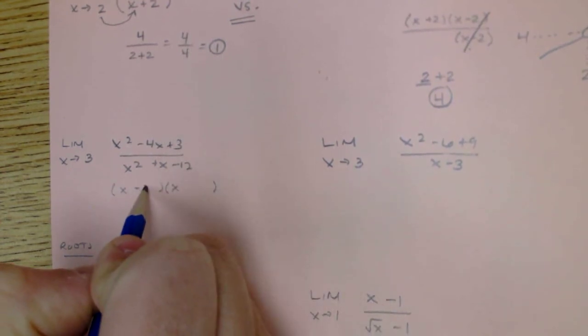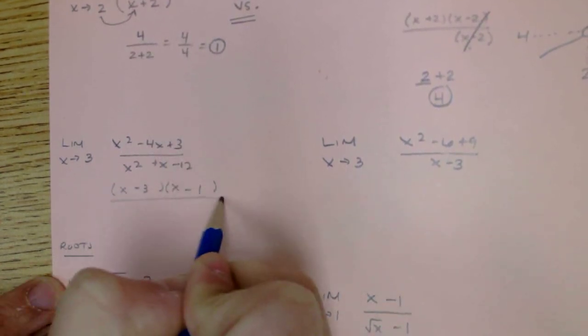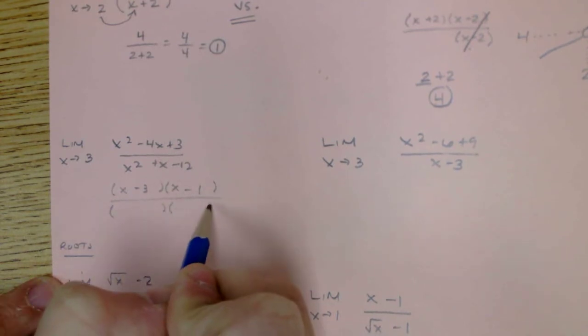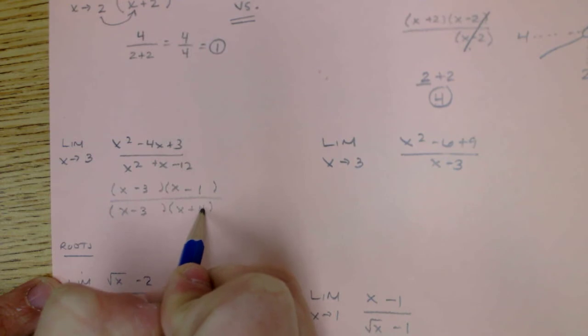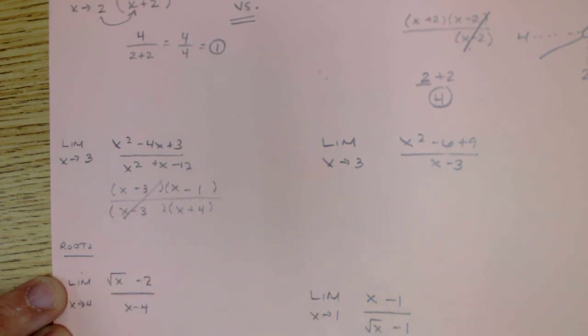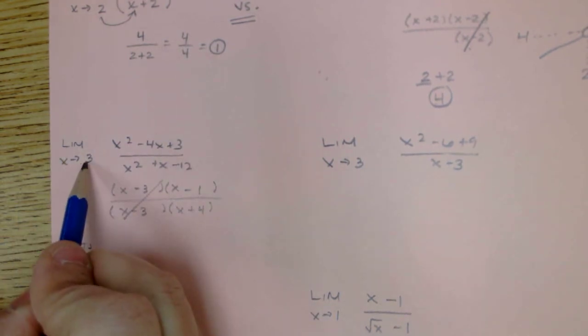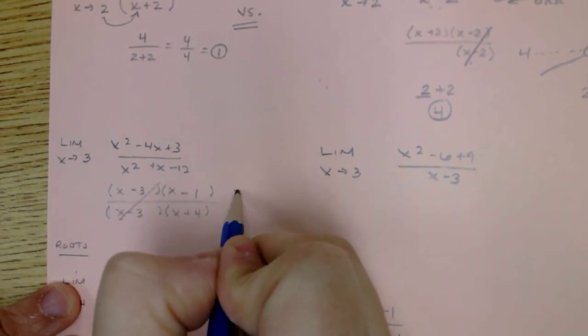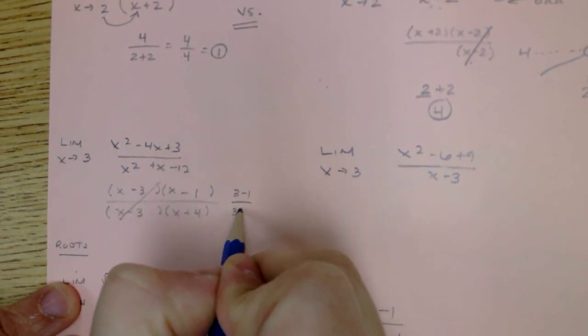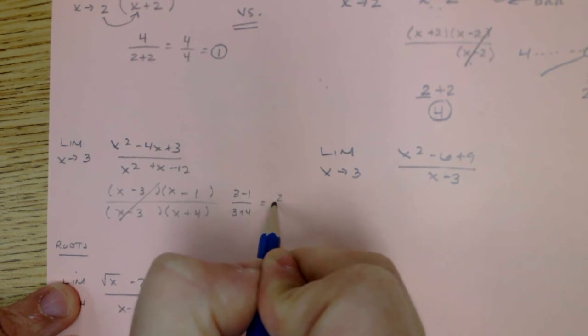So I'm going to factor. I've got an x minus 3 times x minus 1. In the bottom, I'm going to have an x minus 3 and an x plus 4, which is going to cancel out the common factors of the hole. Then I can take the 3, which is the x value of the hole, plug it back into what's left. 3 minus 1 over 3 plus 4, and I get 2/7.